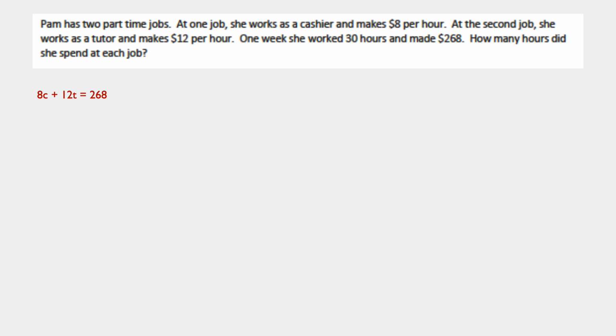But I think the next part can be bothersome to students. And it's this stuff about 30 hours. Well, what do you know about 30 hours? She worked a total of 30 hours. How did she work? Well, she was a cashier or she was a tutor. So if I do cashier plus tutor equals 30, that's my second equation.